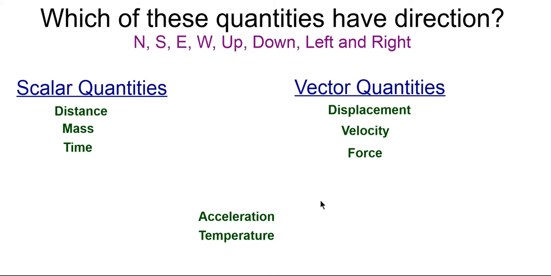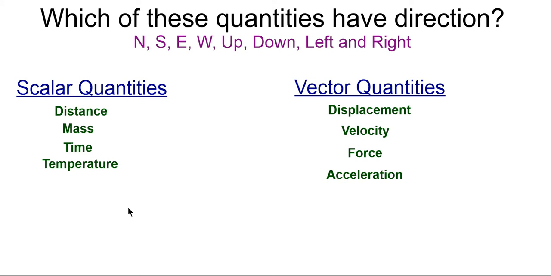Acceleration, let's see. Let's just use speeding up. Couldn't you speed up toward the east or speed up toward the west? Yeah, you could. Acceleration has direction. It's a vector. Temperature. You might be fooled into thinking it has direction because on a thermometer, the liquid inside the thermometer goes up and down, doesn't it? But does that temperature really go north, south, east, or west, etc.? The temperature itself? No. The red liquid in the thermometer might, but no. So the temperature is scalar. So that's all you got to do. You got to use your common sense generally, and you'll figure it out.